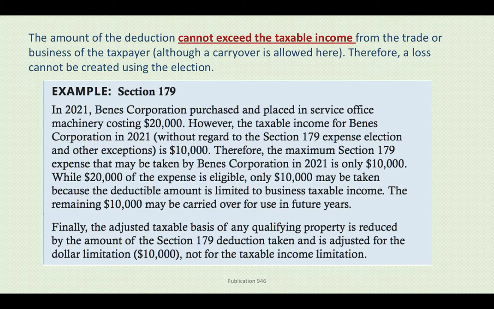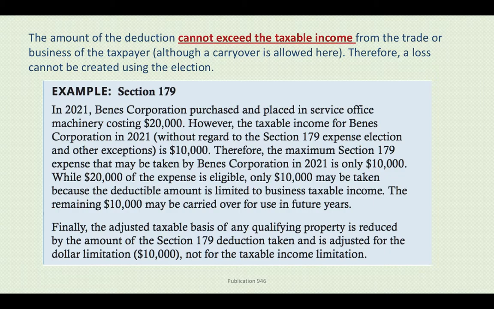Here is an example. In 2021, Benz Corporation purchased and placed in service an office machine costing $20,000. However, the taxable income for the corporation in 2021 is only $10,000. Therefore, the maximum Section 179 expense that may be taken is only $10,000, while $20,000 of the expense is eligible. Only $10,000 may be taken because the deduction amount is limited to the business taxable income. The remaining $10,000 may be carried over for use in the future.